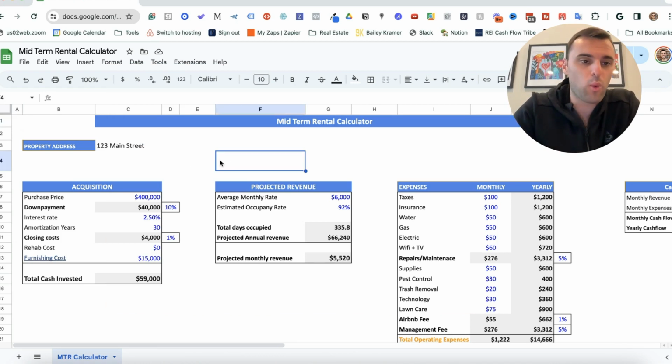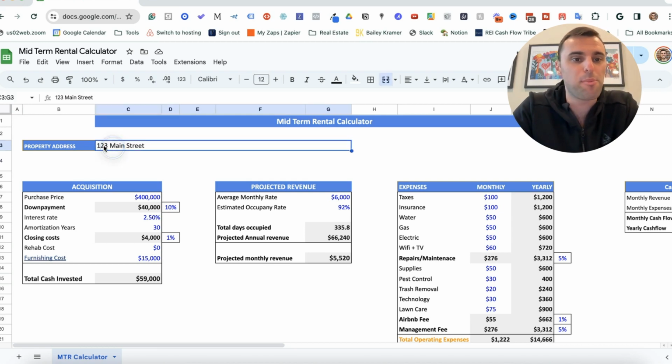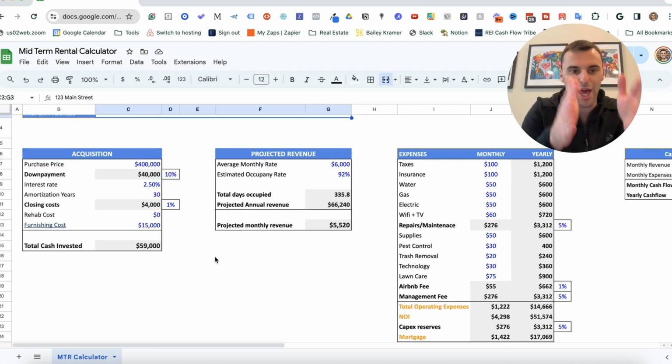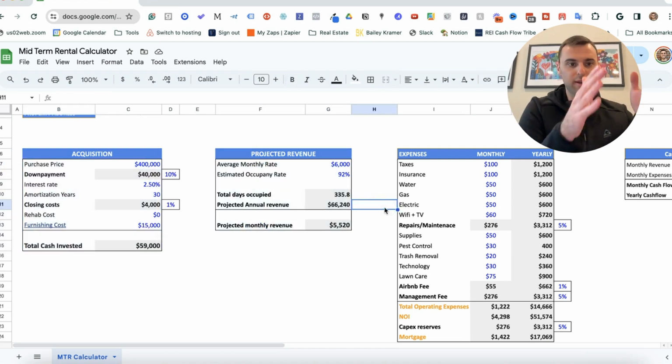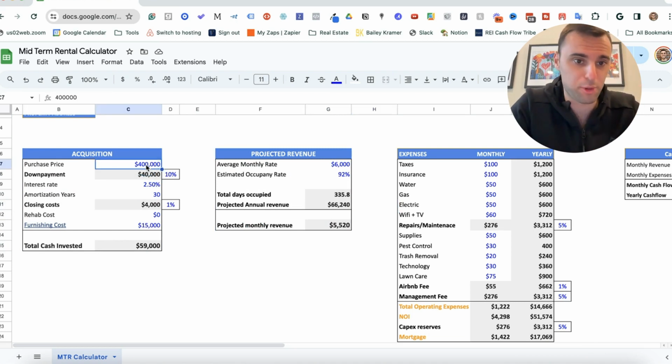So just to walk you through how it works, what you can do is you put the property address here, okay? And then each tab, which you can see like acquisitions, projected revenue, these are all broken out into essentially categories or sections. So the acquisition, like what's the purchase price going to be? So let's just say a property is going to be $200,000 to purchase. Okay, you can put the down payment information, how much you're going to have to put down.